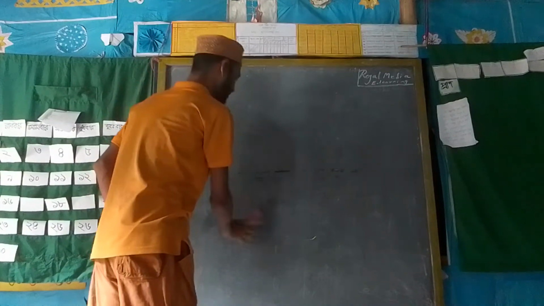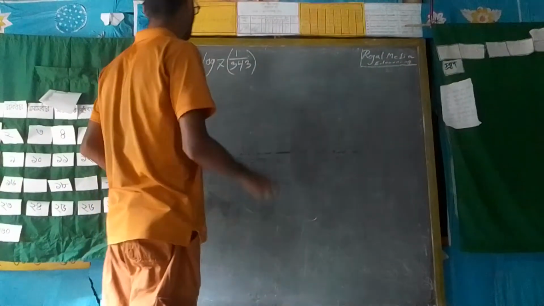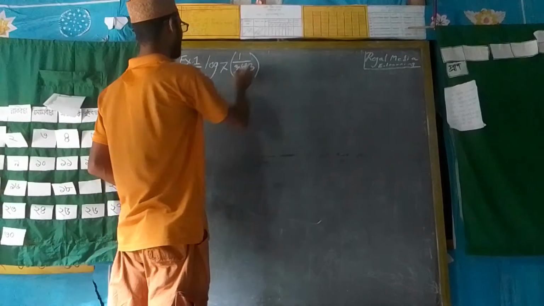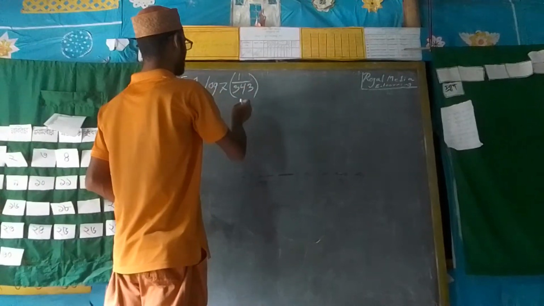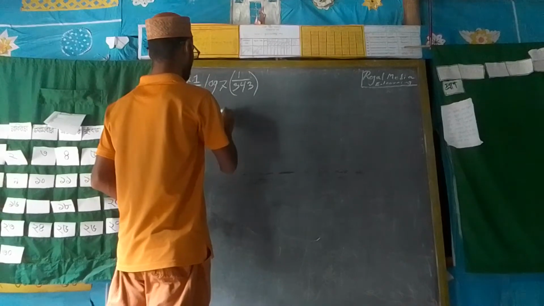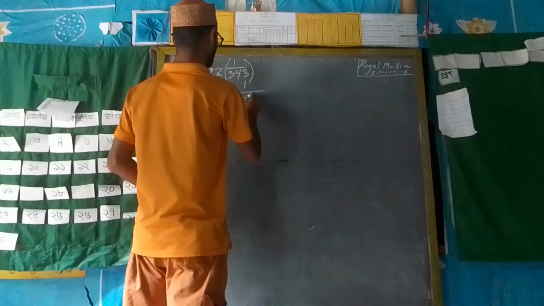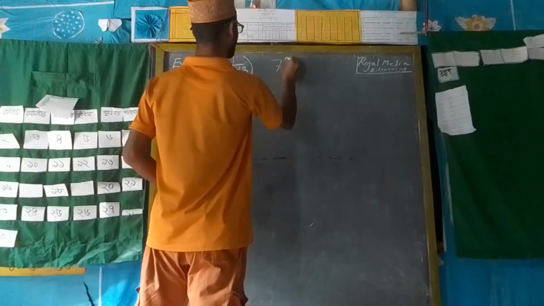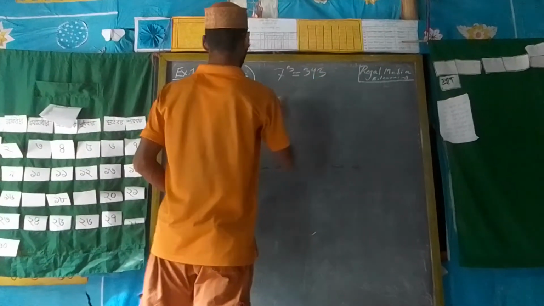First, example number 1. Have a look at our first example about logarithm. Here is the example: log 7 power 1 divided by 343. We may write log base 7 of 1 by 7 cube. 7 cube equals 343. Why do we write 7 cube? Because 7 power cube equals 343.